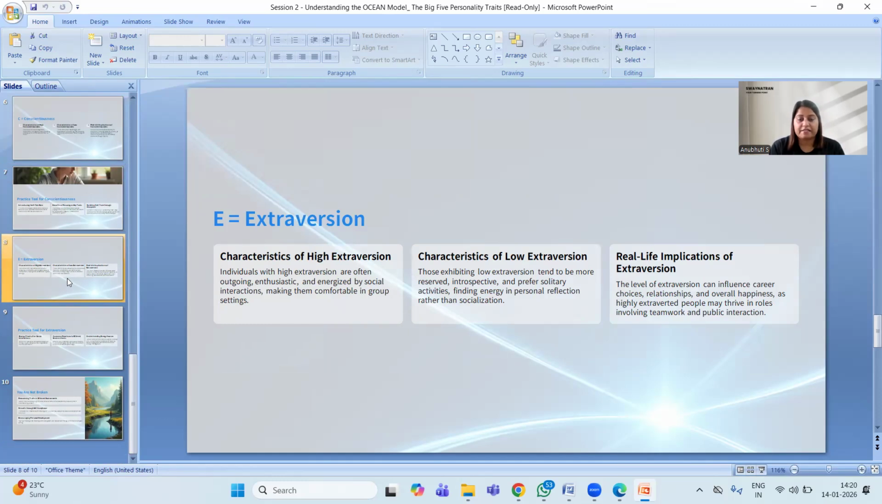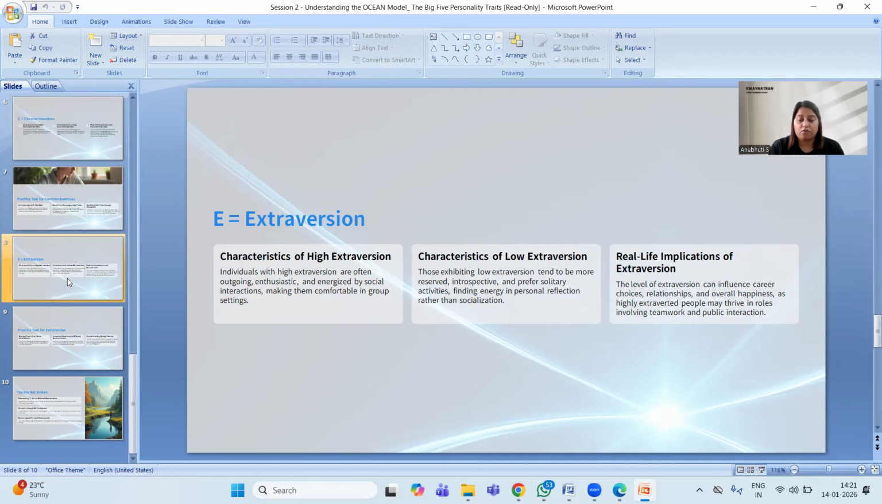Extraversion. Characteristics of extraversion. Individuals with high extraversion are often outgoing, enthusiastic, and energized by social interactions, making them comfortable in group settings. The person who is highly social and gets energy from talking to people is very outgoing and enthusiastic in interacting with different kinds of people. A person with low extraversion might not feel energized but drained while having these social interactions.